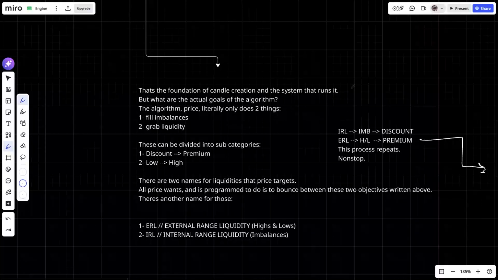There's another name for those: ERL, which is your external range liquidity, highs and lows. A very simple way to memorize this is that external means outside. Highs and lows are outside of a range, right?